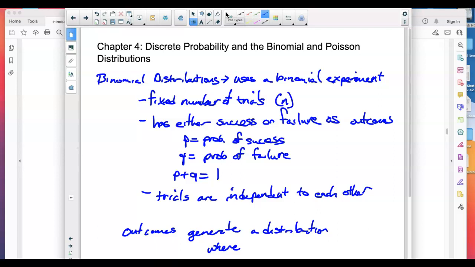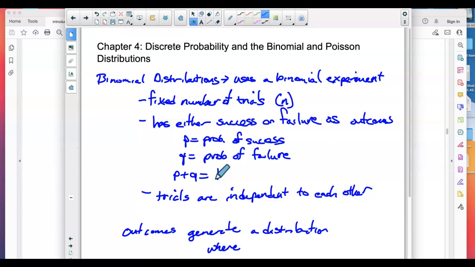So a binomial distribution uses a binomial experiment here. I've written it down here. It has a fixed number of trials, which is called an n value. It either has success or failure as an outcome. So each trial is going to have a probability of success and a probability of failure. The probability of success and failure added together is always going to equal 1. In order for it to be a binomial experiment, each trial has to be independent of one another. That means it can't depend on one another. Like flipping a coin, it would be an independent trial. Flipping the coin first doesn't affect the second one.